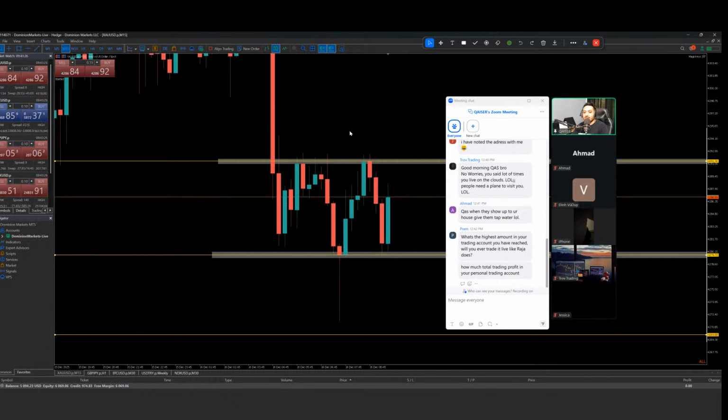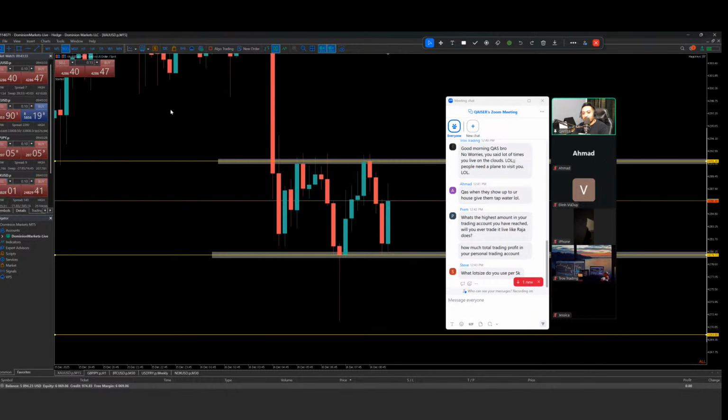$12,340, something like that, in one trade. I was using a $50,000 account at that time. What lot size do you use per 5K?